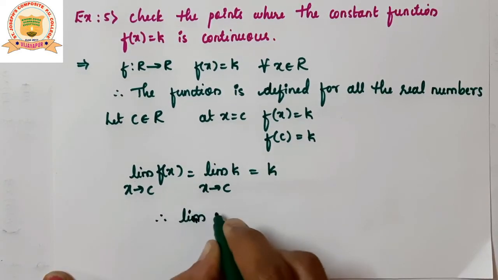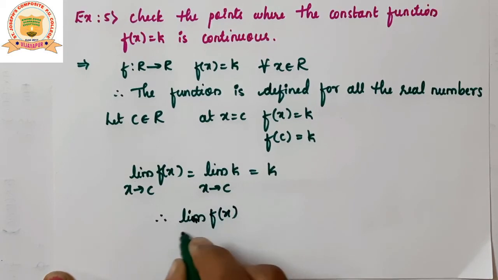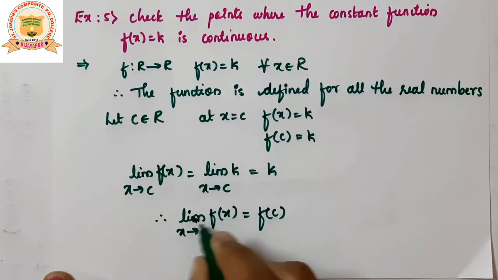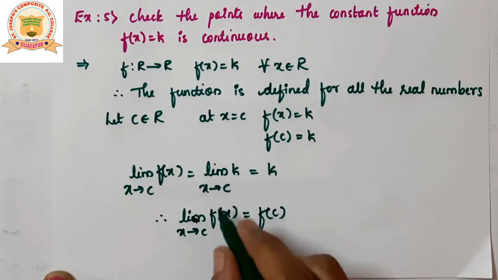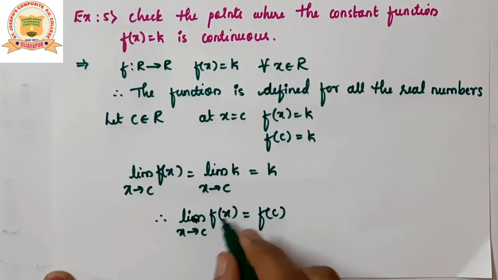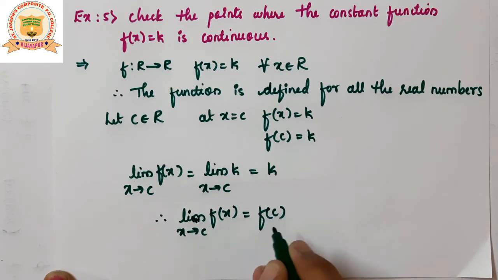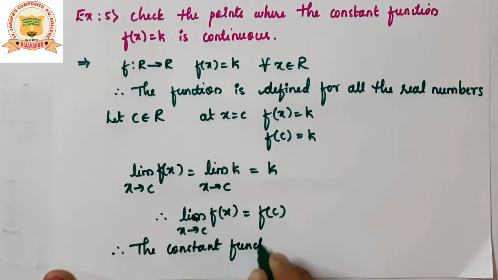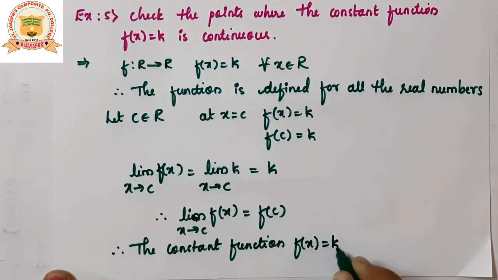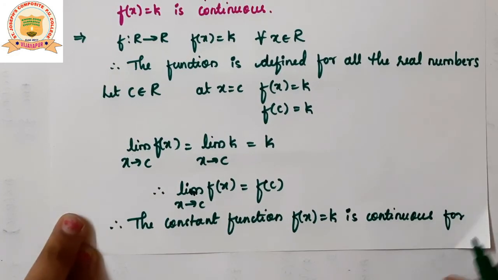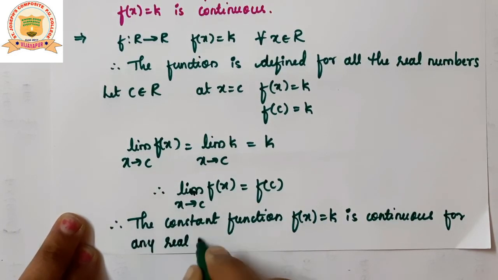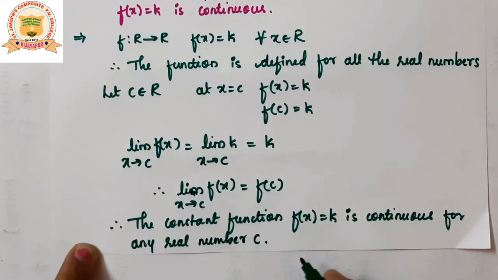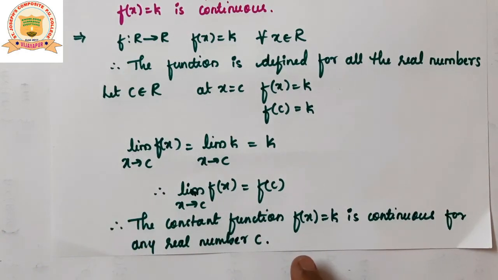Therefore, we can conclude that limit of f of x as x tends to c is equal to f of c, because both have the same value, that is k. By the definition of continuity, we conclude that the constant function f of x is equal to k is continuous for any real number c. Therefore, the function is continuous at every real number, because c is a general real number. Therefore, we can conclude that the constant function is continuous at every point of real numbers.